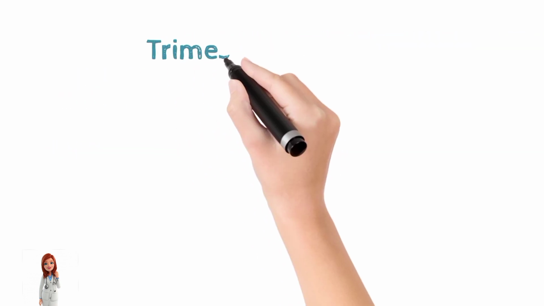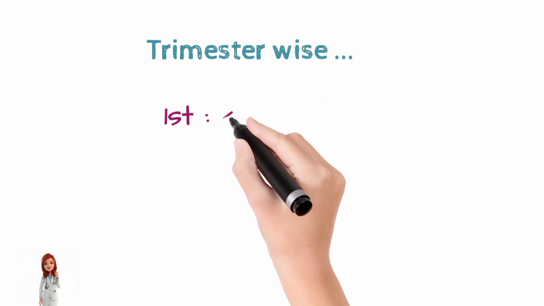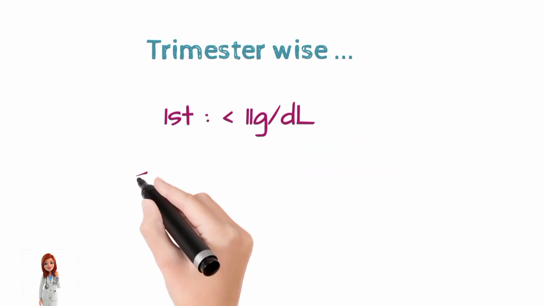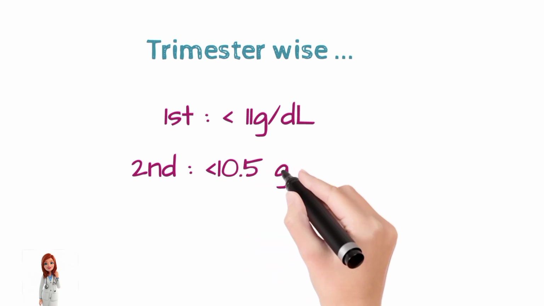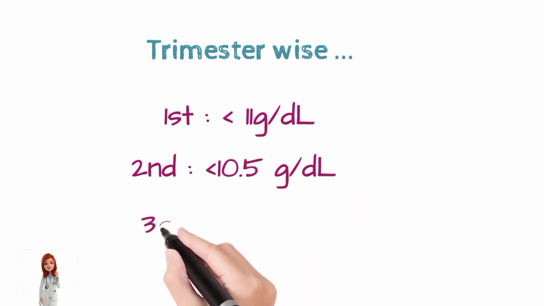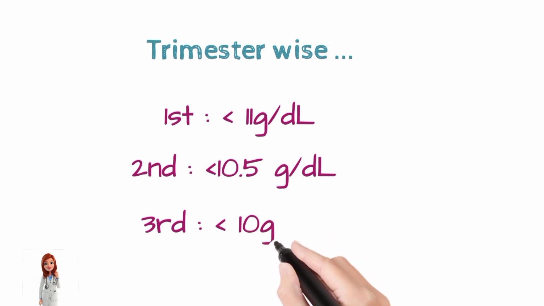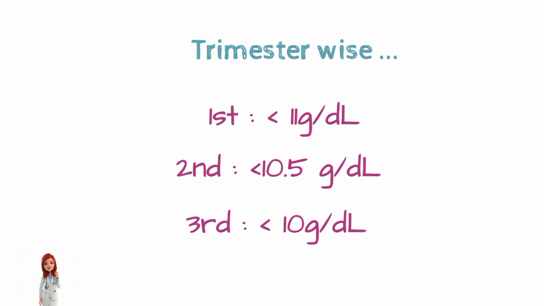A pregnant woman is said to have anemia if she has less than 11 gram per deciliter of hemoglobin in the first trimester, less than 10.5 gram per deciliter in the second trimester, and less than 10 gram per deciliter in her third trimester.